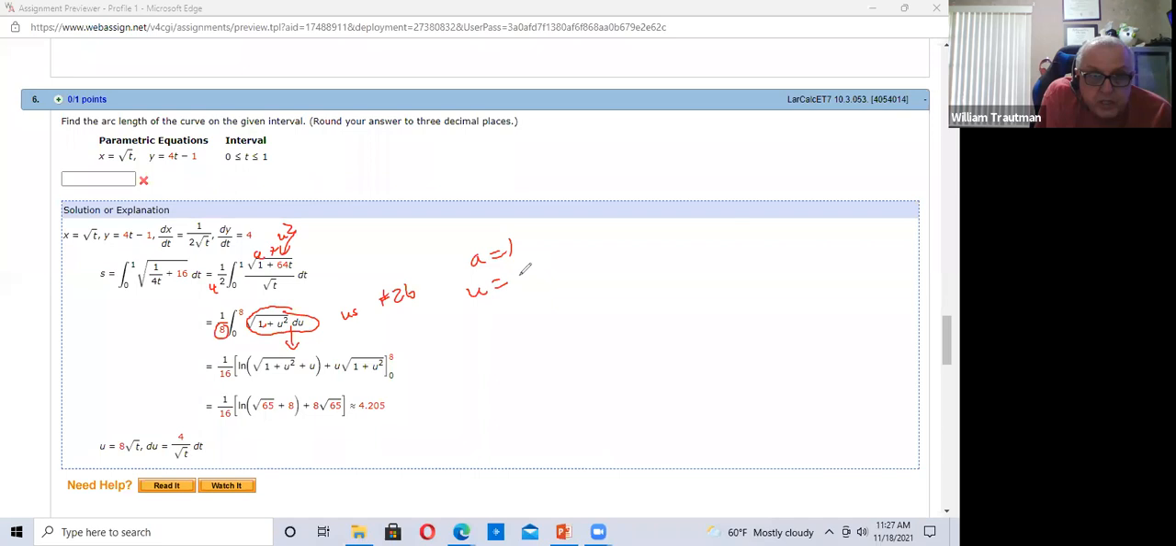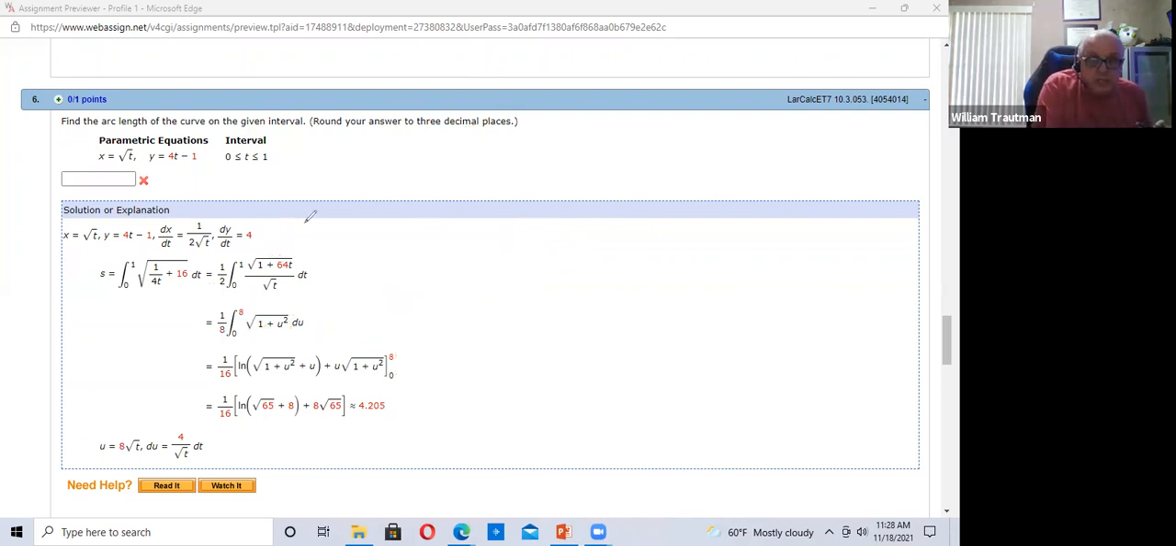What did we say u equals? Oh, we had it down here, 8 square root of t. So they ended up with this, and then they plugged the numbers in and they got this decimal. They said round it to 3 decimal places. So this wasn't as bad, I don't think.